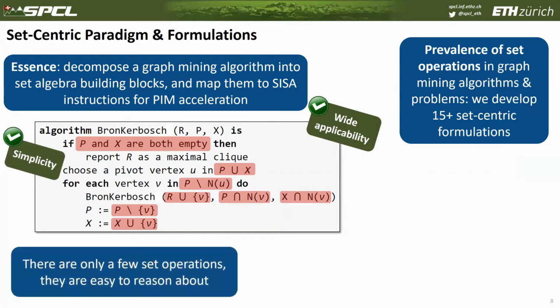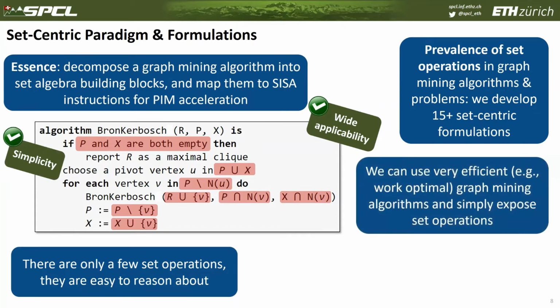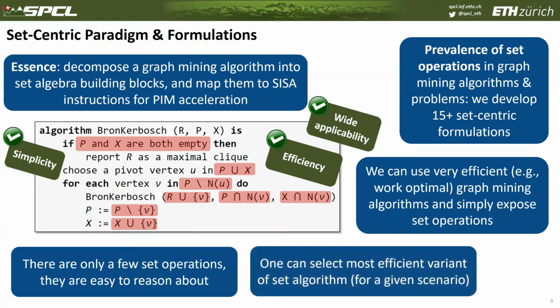On the other hand, as we only have a few of these operations, the way we are going to speed up the algorithm, for example, by playing with different variants of set intersection or set union, is going to be simpler than dealing with all this complexity of the whole algorithm as a whole at the same time. And finally, we can also get more performance because we can tune these different implementations of these different set algebra building blocks with different variants of set operations. And you can select for a given scenario which variant is the most beneficial one.